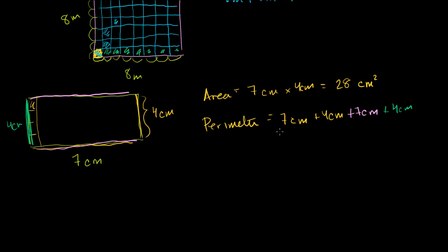And what do you get? You get 7 plus 4, which is 11. And then you have another 7 plus 4. So you have 11 plus 11. So you have 22 centimeters. Once again, it's not a square centimeter.